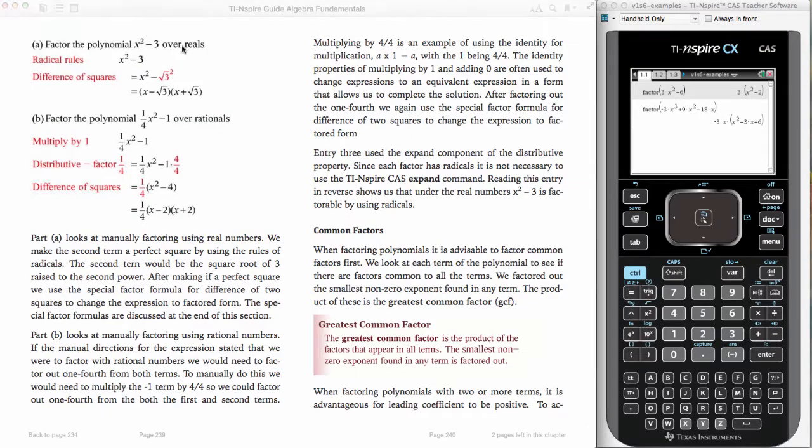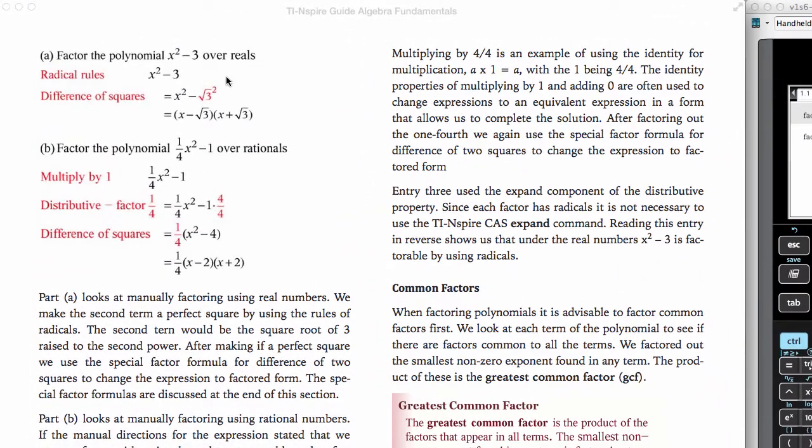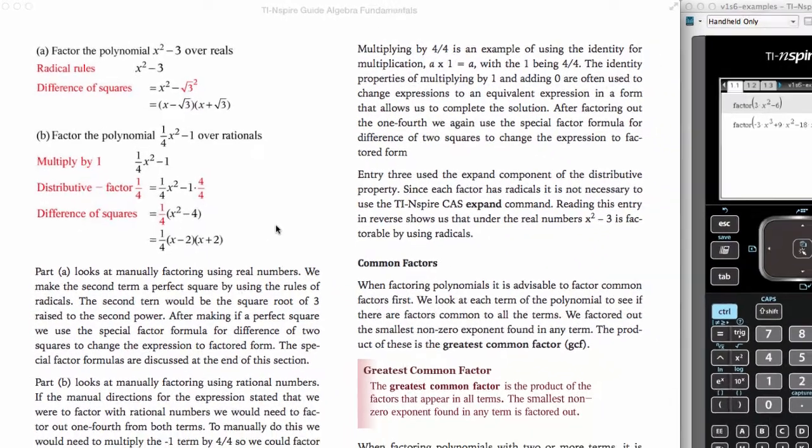And on the next page, you see we actually work out what we just said: this factors into x minus the square root of 3 and x plus the square root of 3 over the reals, and over the rationals by putting 4 over 4 and then factoring out the 1/4. This factors into x minus 2 times x plus 2.